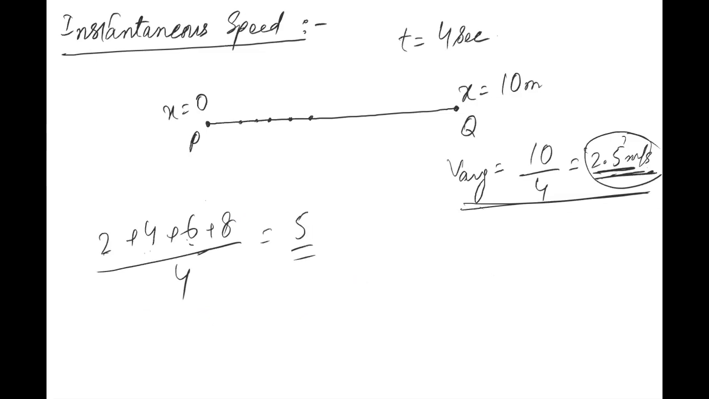But none of your individual values is equal to 5. Either your values are less than 5 or more than 5. But none of your values is equal to 5. Did you understand what I'm saying? Average value gives you the net effect. Average value gives you the total effect, right? But the average value may or may not be equal to the individual values. Tell me yes or no. Have you understood till now whatever I have said?